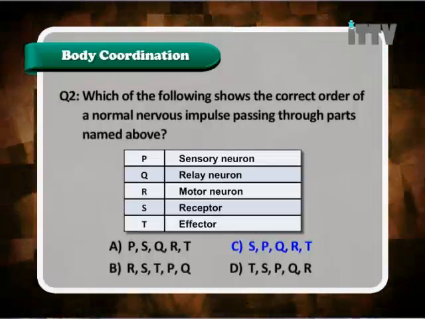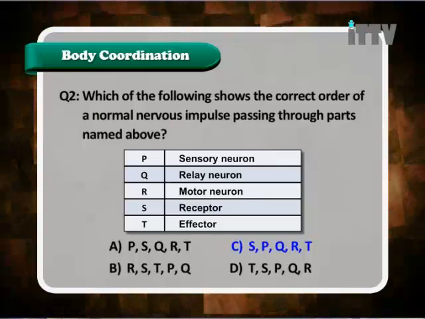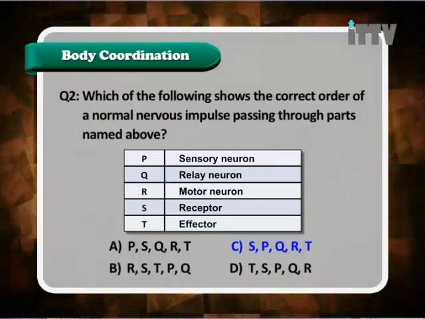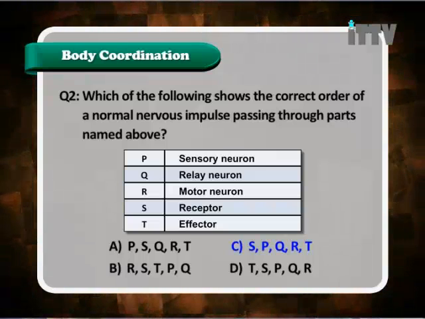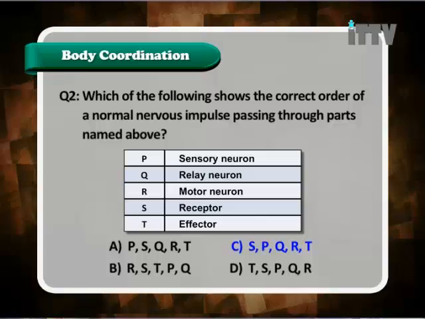Answer C. S, P, Q, R, T. S, receptor. P, sensory neuron. Q, relay neuron. R, motor neuron. T, effector.